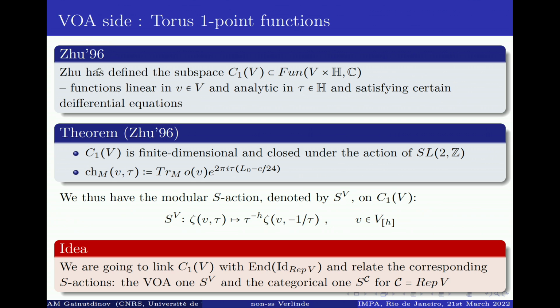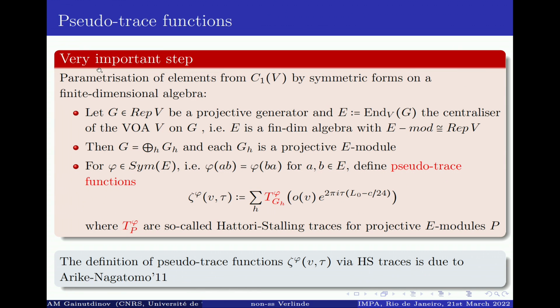And we are going to relate the corresponding S transformations on the VOA side via this, and the categorical S transformation via Lyubashenko construction. Okay? And a very important step at this point: I will use parametrization of elements from C1 of V, of torus one-point functions, by symmetric forms on a finite dimensional algebra. So for this, I have to understand projective objects in rep V. I have to understand projective covers.